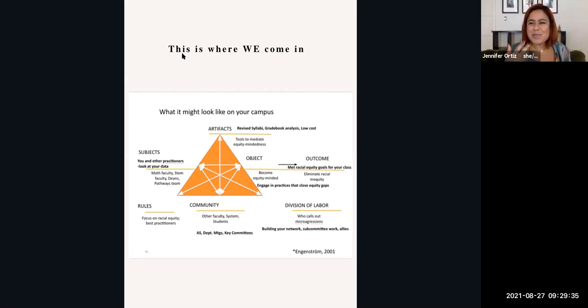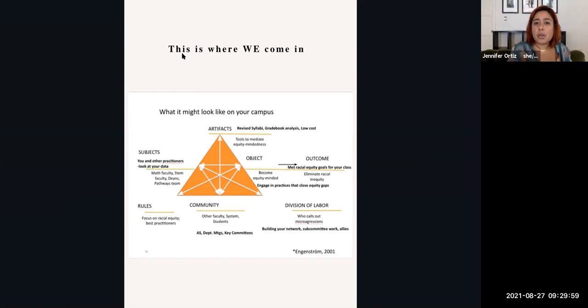But essentially what the following chart shows you is the many facets or the many areas throughout our campus where we have an opportunity to exercise our power, our voice, and to implement change. So this triangle is something that, I hope I'm pronouncing his name right.